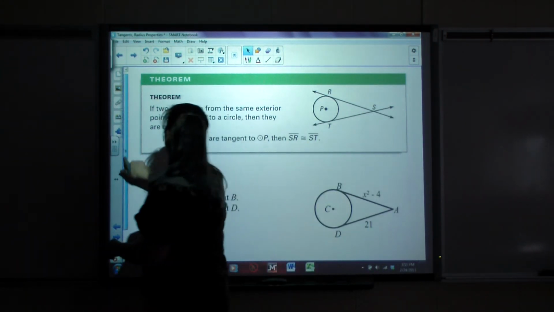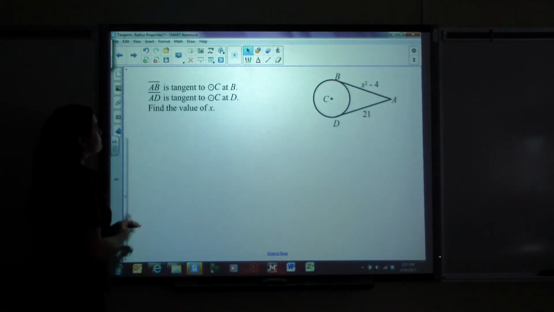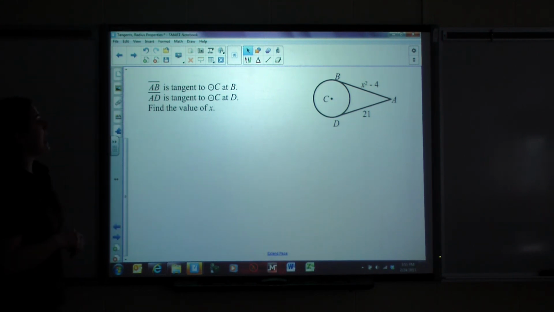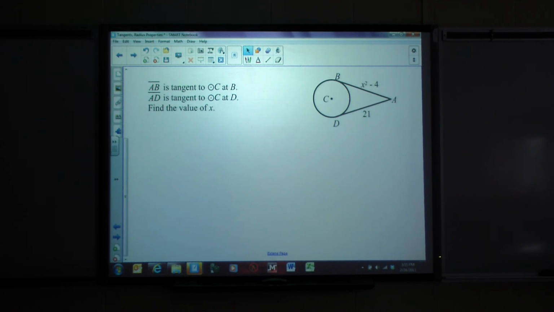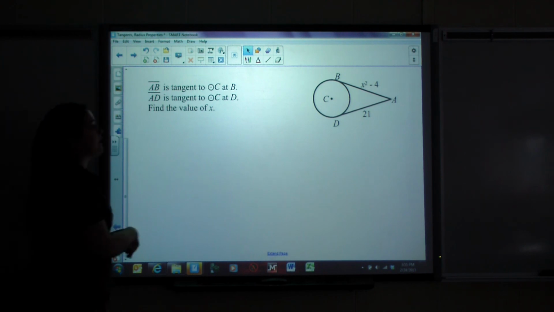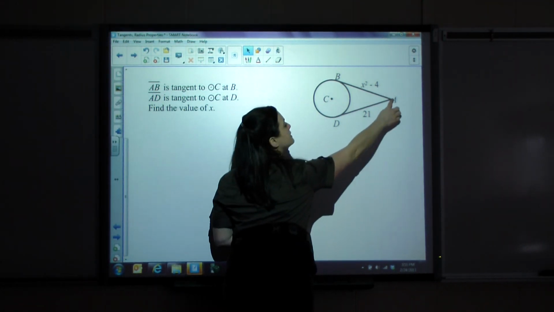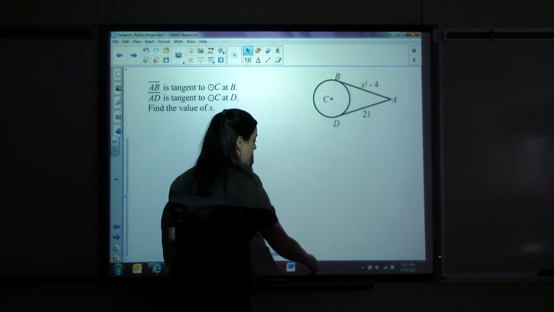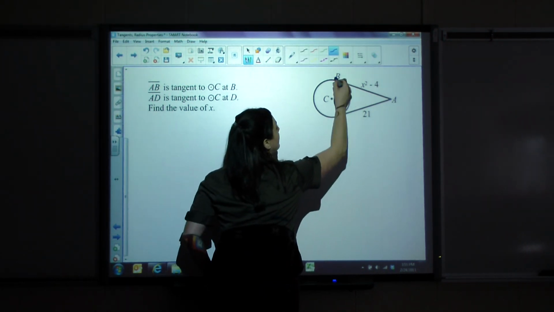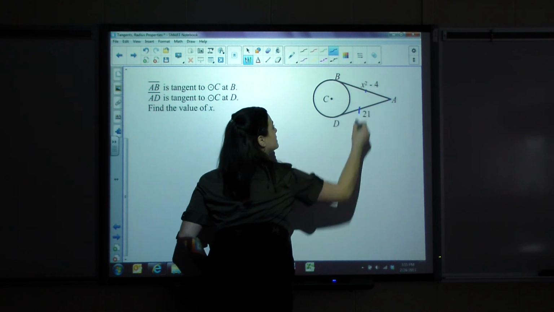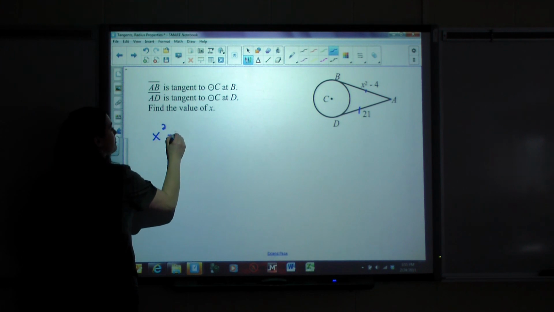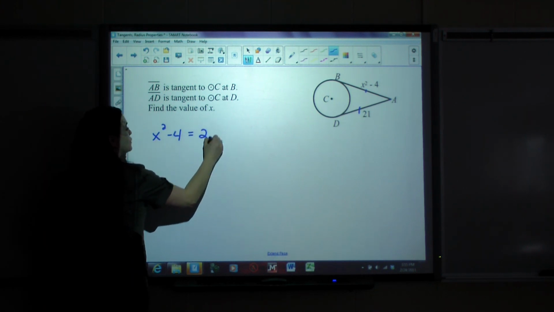Okay, let's try using that. This one says segment AB is tangent to circle C at point B, and segment AD is tangent to circle C at point D. Find the value of x. So what we know is these two are both tangent and they share a common point on the exterior, and therefore the length of AB is equal to the length of AD. So we know that those are congruent. So what we can do is set them equal to each other. x squared minus 4 should be the same thing as 21.